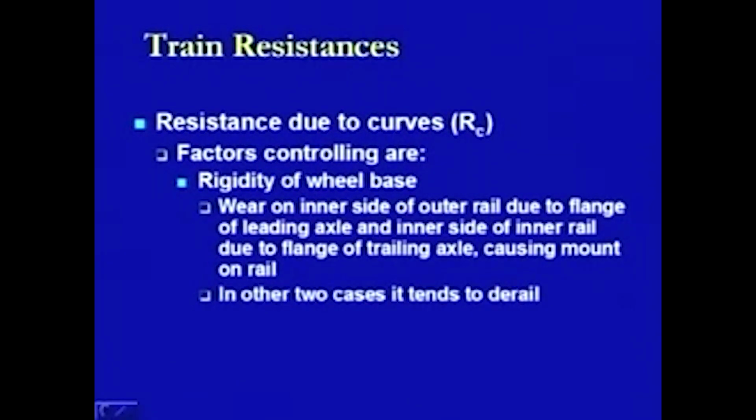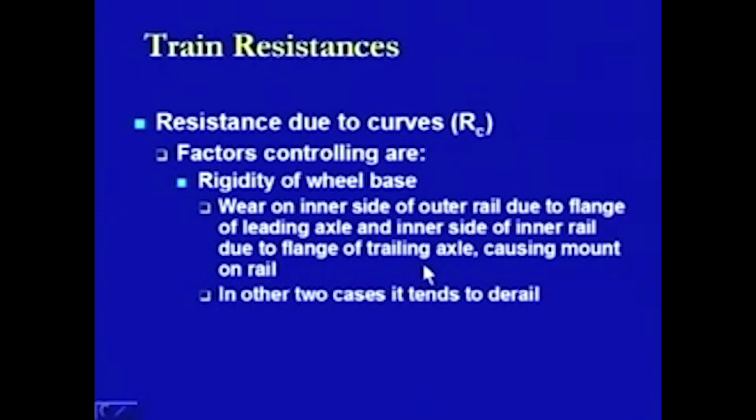In the case of the rigid wheelbase, because the two axles have been added to that one, there is not a circular movement in this case. It remains a linear sort of movement. And when there is a linear sort of movement, there will be a differential movement of the axles in the outward or the inner side, depending on the front or the rear axle condition, which are combined to the rigid wheelbase. Therefore, there is more wear on the inner side of the outer rail due to the flange of the leading axle, and similarly there is more wear on the inner side of the inner rail due to the flange of the trailing axle.